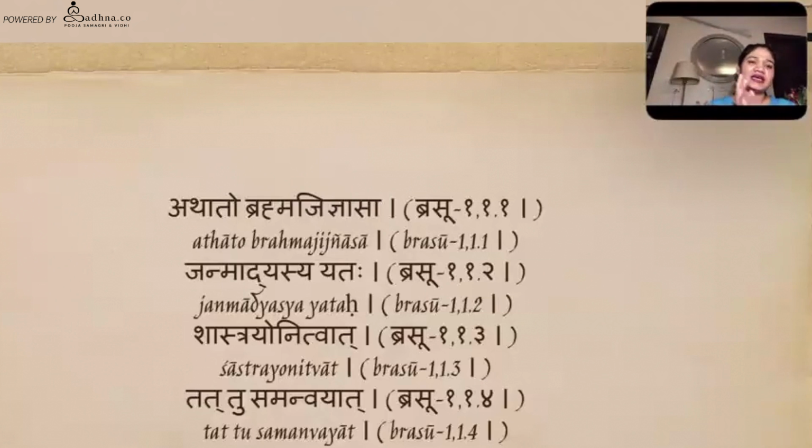Then the second sutra says, Janmadayasya Yataha. So my first question was, let's try to know about Brahma. Then my second question, what is Brahma? The answer is that from where this world has been created, is in existence, and will end, that source is Brahma. So Yataha means from where. Janma Adaya is like Janma, then existence, Utpatti, and then Pralaya, when the world will dissolve. So from where this world has come, that origin is Brahma. Now, for us, the meaning is finished.